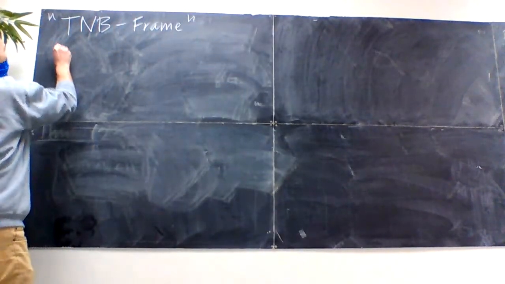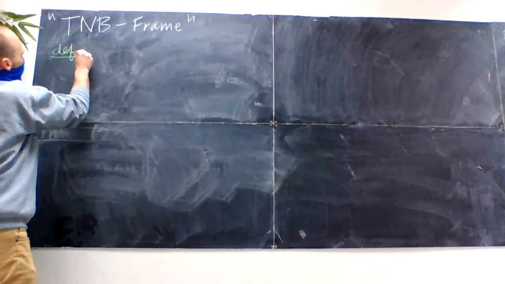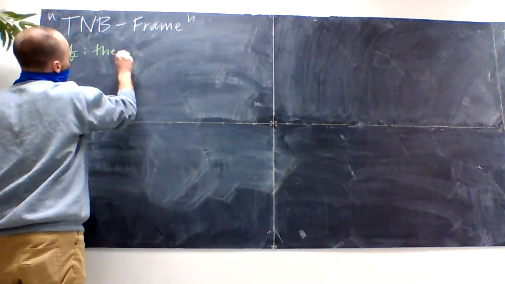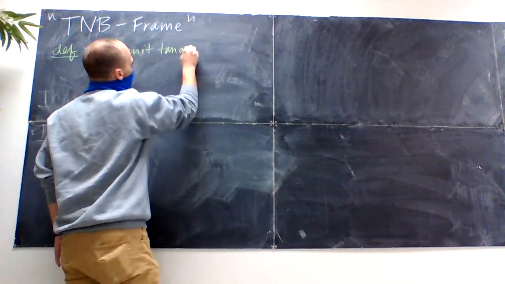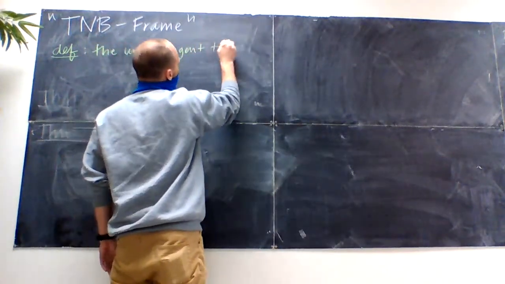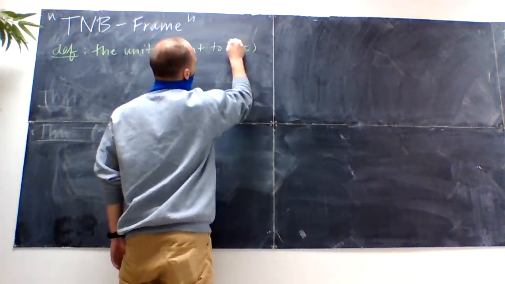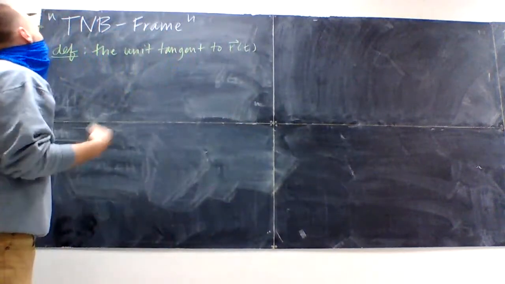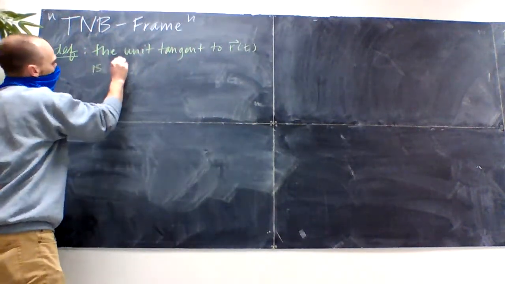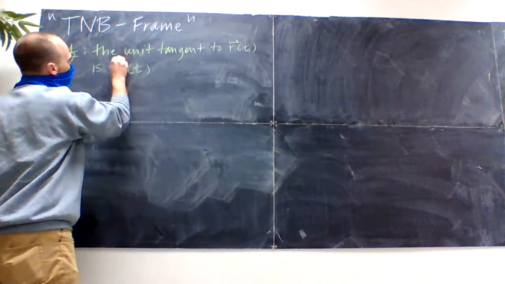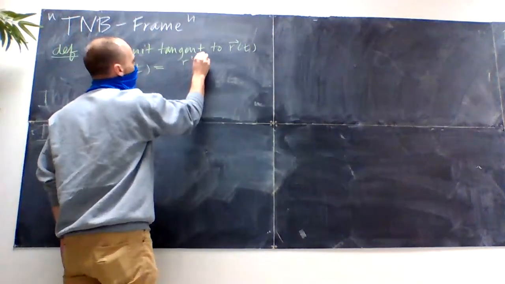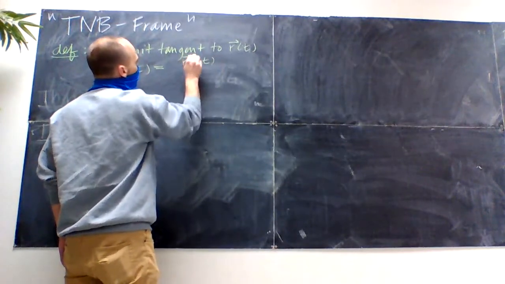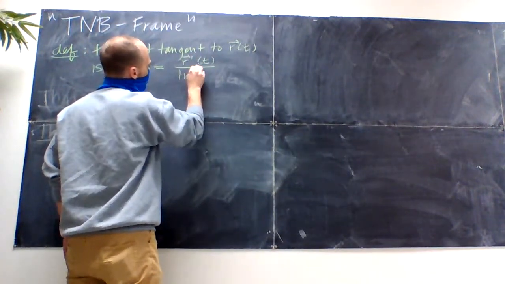All right, so I will define the unit tangent vector to r of t, which is some kind of vector-valued function, is large T of t equal to r prime divided by the length of r prime.